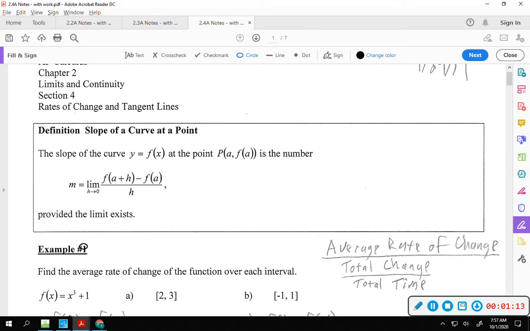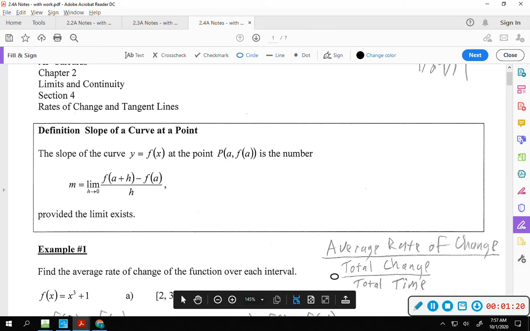Before we do that, it's going to ask us about average rate of change over a given interval. When you think of average rate of change, I want you to think about distance, rate, time. If I take a trip and I want to find my average rate of change for that trip, I'm going to take the total distance traveled divided by the total time. And that works for anything that changes over time.